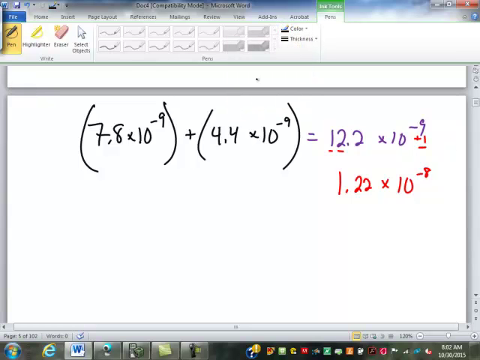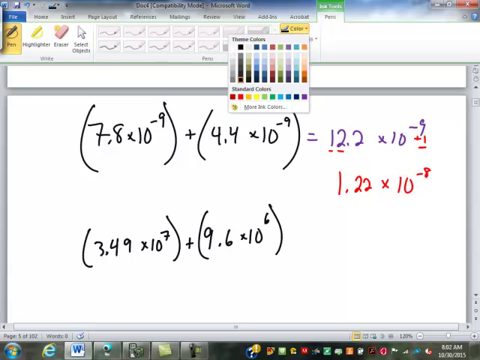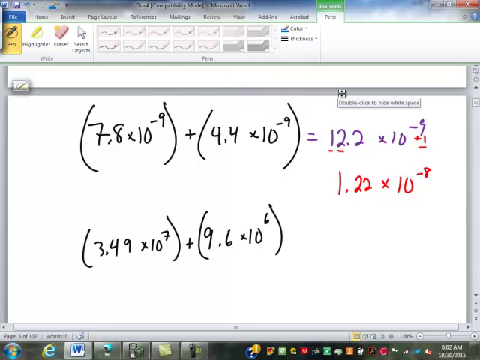So now what if they don't have the same power of 10? What if I have 3.49 times 10 to the 7th plus 9.6 times 10 to the 6th? Well, I have to change them just like fractions or anything else. I have to change their name to give them the same name. Usually if I'm adding, I would normally go to the larger power of 10.